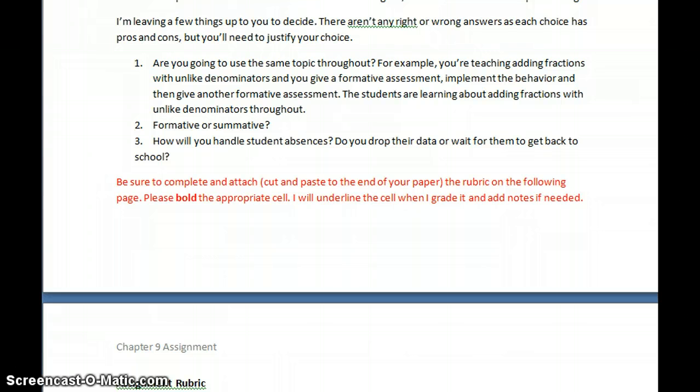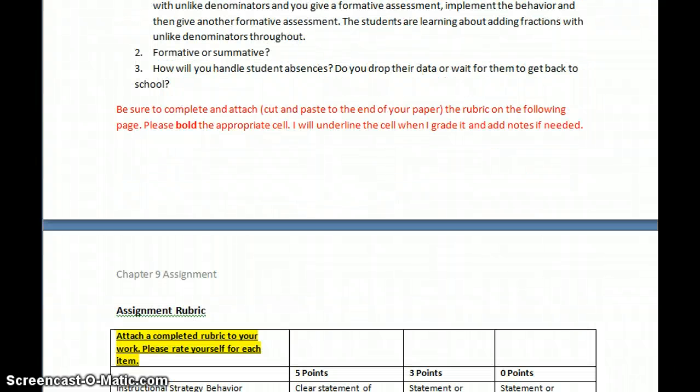And then finally, what about student absences? What if you have somebody absent during the first test or the second test? Do you just drop their scores, or are you going to give them a chance to take the test when they come to school? Again, no right or wrong answers. You just choose what you like to do and justify it. Tell me what you did and tell me why. And there might be a couple other little things that come up once you start doing this that I didn't cover in this sheet. And so just make your decisions and give a justification for it.